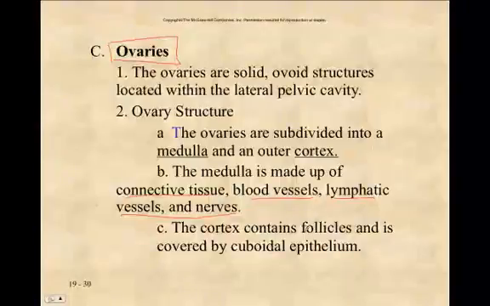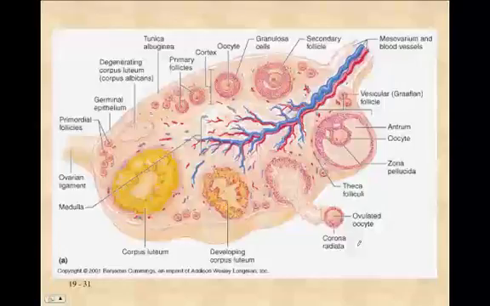So basically, we're going to call these follicles, because there's going to be some tissue that surrounds the egg that makes up what we call the egg follicle. So technically, we call those eggs follicles. And the cortex is going to contain all the follicles and is covered by a layer of cuboidal epithelium. You don't have to necessarily know that it's cuboidal epithelium, but since you may remember a little bit about your tissues from the beginning, at least it tells you what type of tissue it is.